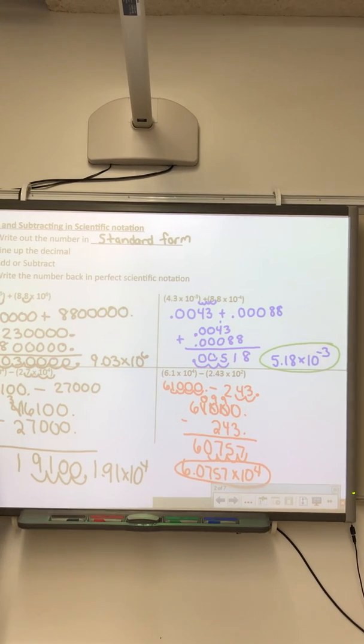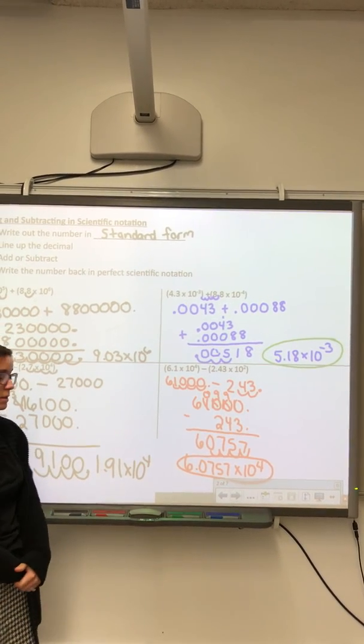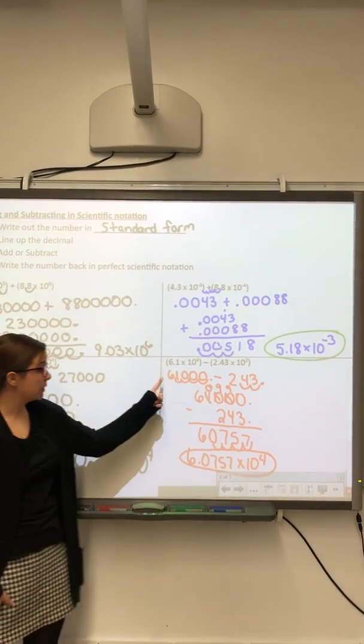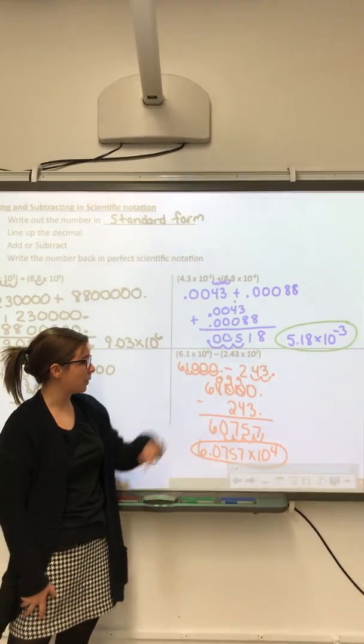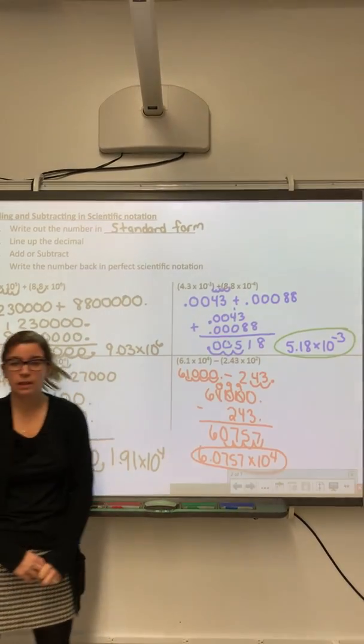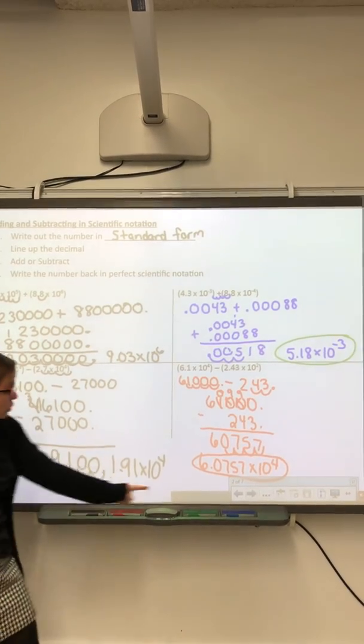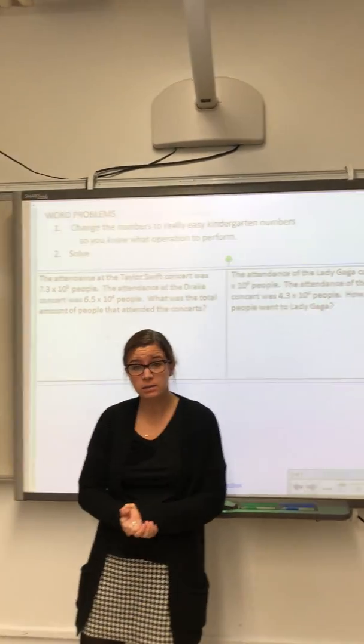You should get an answer of 6.0757 times 10 to the 4th. So you're writing out the number into standard form. You're going to subtract, line up your decimals, and then write your number back into scientific notation. Okay, we're going to try 2 word problems next.